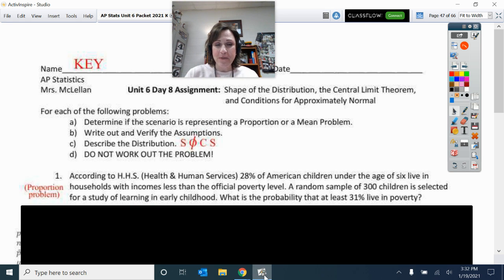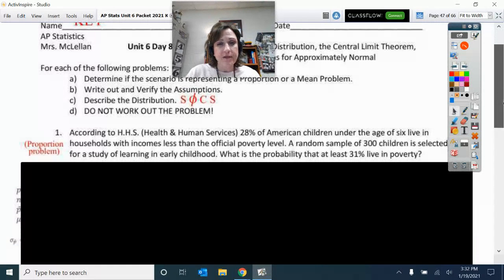Okay, let's see how you did on describing the distribution. Can you identify all those conditions and assumptions that we must have so that we have this normal model distribution that we can do the math with? So, here we go. This first one is a proportion problem.